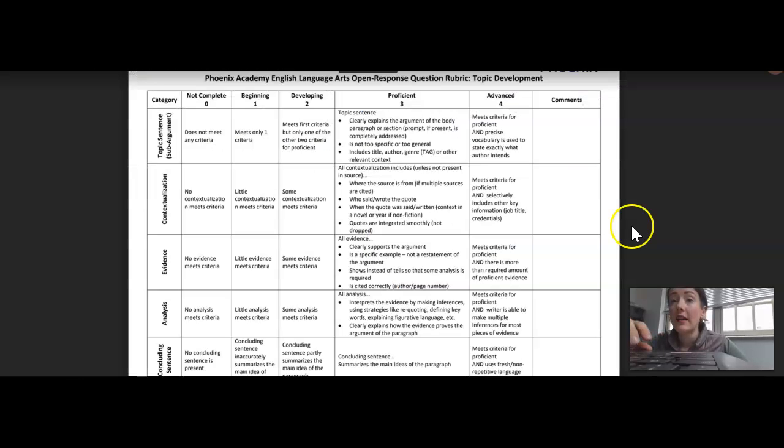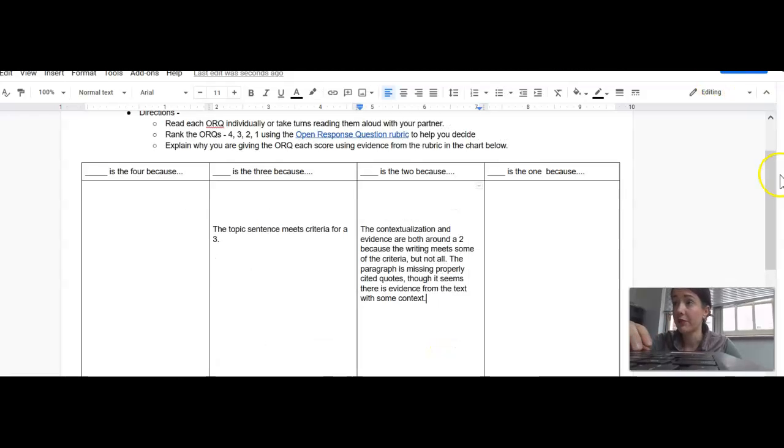Now let's go to the next section. So we already talked about contextualization and we talked about evidence, and because it's not cited correctly, we know that it's not going to earn full credit as a 3 or proficient. Okay, analysis. The analysis interprets the evidence by making inferences using strategies like requoting, defining keywords, explaining figurative language, and it clearly explains how the evidence proves the argument of the paragraph. Okay, let's take a look at the analysis in our example.